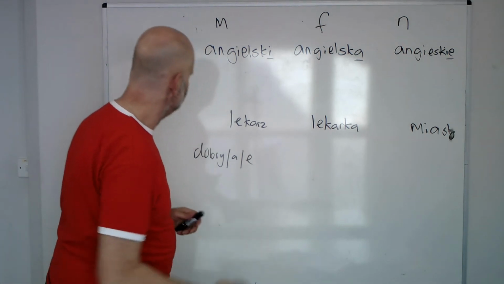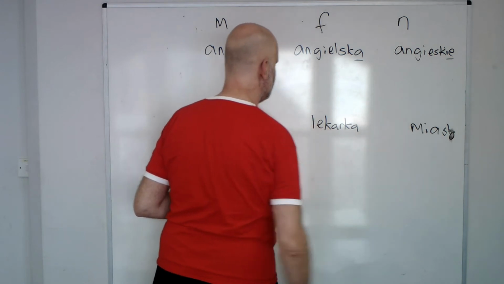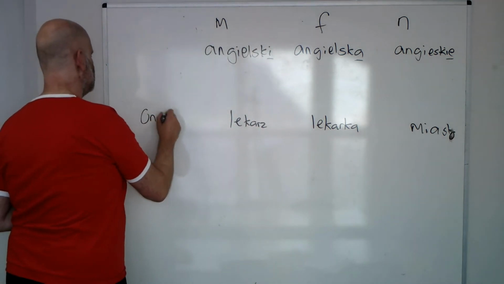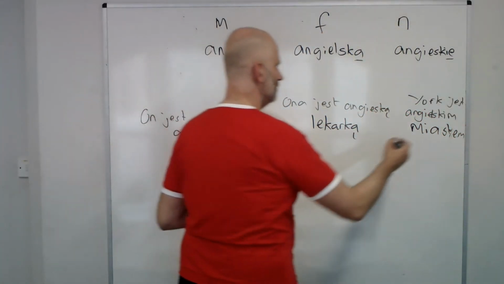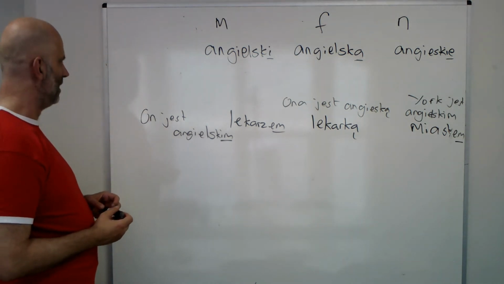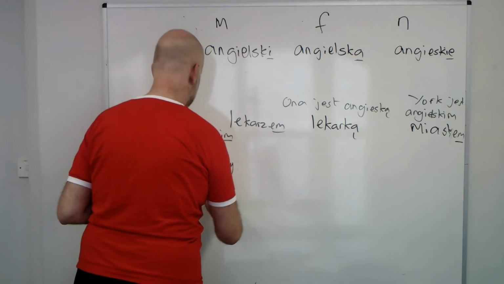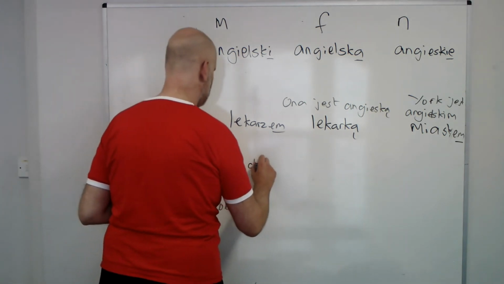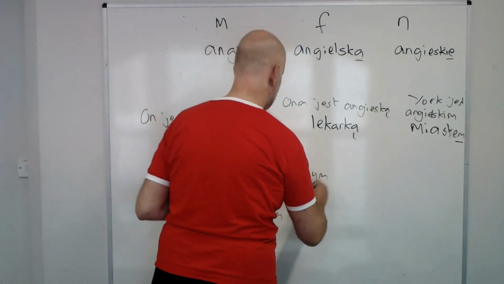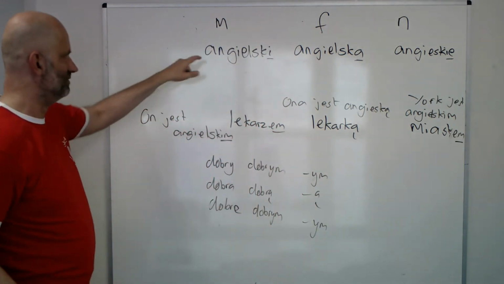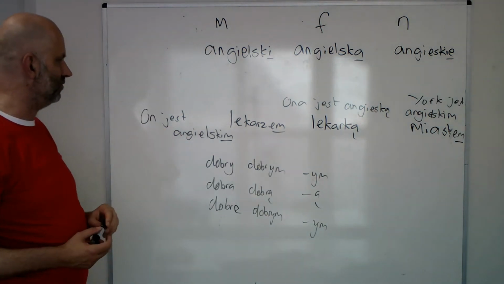So let's see what happens if you want to say he's an English doctor. We've got the same nouns: lekarz, lekarka, miasto. So on jest angielskim. So the adjectives in the instrumental, whereas dobry, dobra, and dobre become dobrym, dobrą, and dobrym. So the endings are ym, ą, and ym. But for angielski, angielska, angielskie, just as the nominatives are different, the instrumental will be different from these ones.